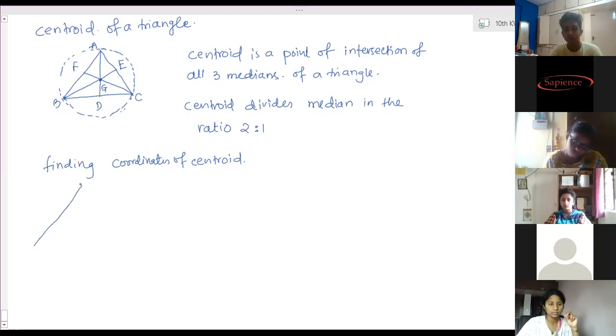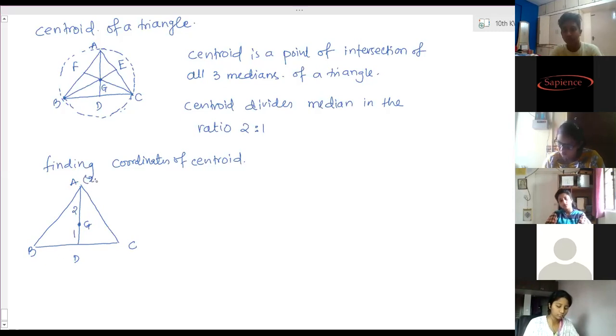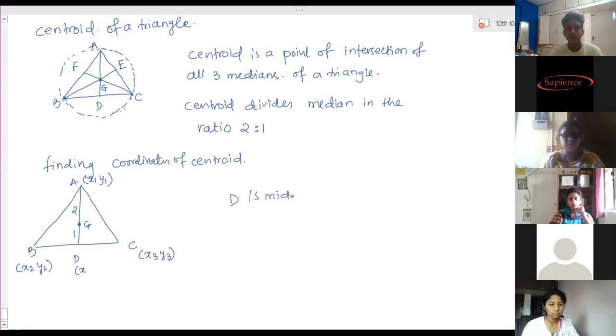Suppose only one median we will consider. This is triangle A, B, C. AD is a median. G is the centroid, which divides AD in the ratio 2:1. A we have x1, y1. B is x2, y2. C is x3, y3. And D, we have to calculate D's values. So what are the coordinates of D? D is the midpoint of BC.